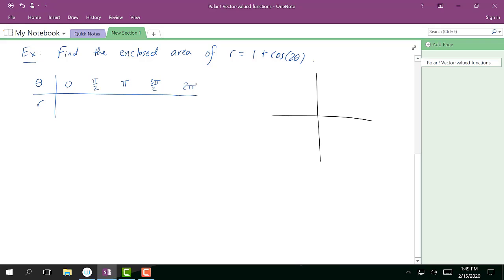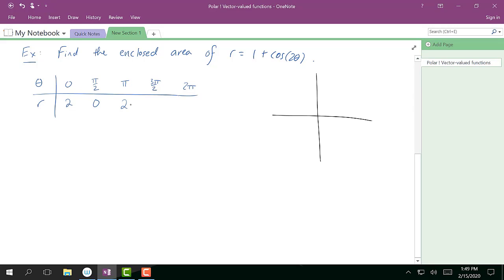And so essentially all I'm doing is plugging these values of theta into my function r. When I plug in 0, I get 1 plus cosine of 0. 1 plus 1 gives me 2. And then all we're going to do is get different output values. So when I plug in pi over 2, I'm going to get 1 plus cosine of pi, which is negative 1. So 1 minus 1 is 0. And then I'll go ahead and fill in the rest of this. We're going to get 2.